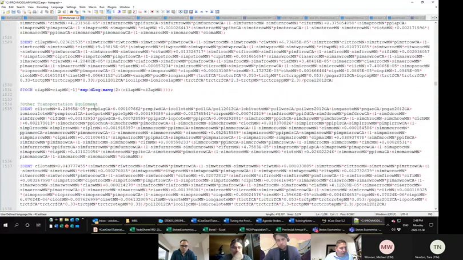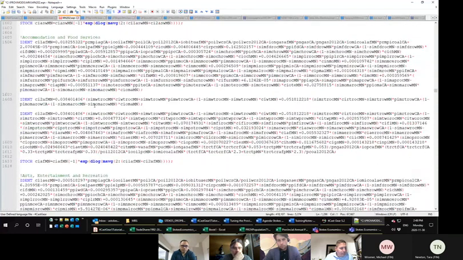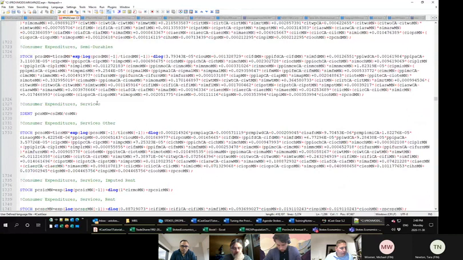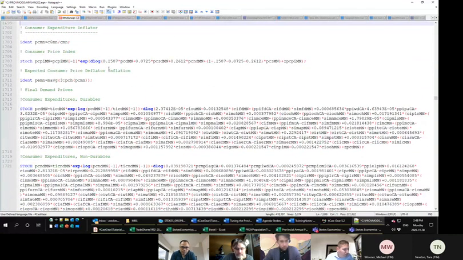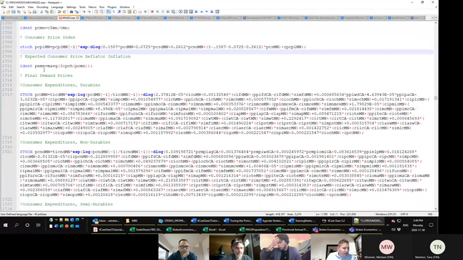Okay, so this is a big part of the model, it just goes on and on here. Same concept for every sector. So we get to the final demand prices now. Here obviously we're just talking about the GDE components. Of course, you have your consumer price deflators. Here we put the CPI with its basket weights on the various consumer spending types.